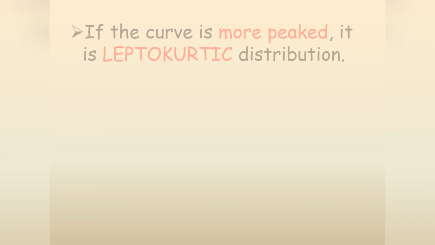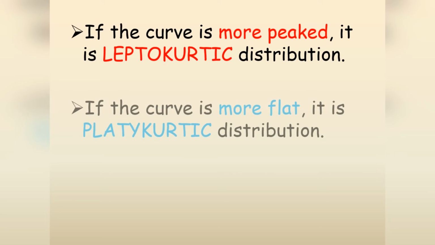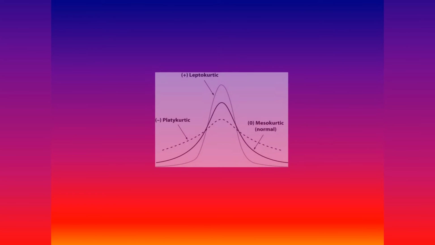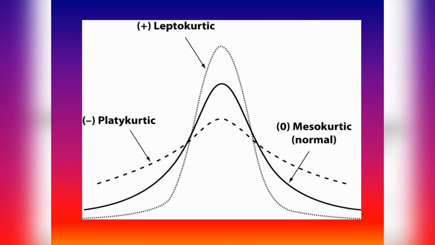If the curve is more peaked, it is called leptokurtic. If the curve is more flat, it is called platykurtic. If the peakedness is standard, then it is mesokurtic. So, there are 3 kinds of kurtosis, namely leptokurtic, mesokurtic and platykurtic.